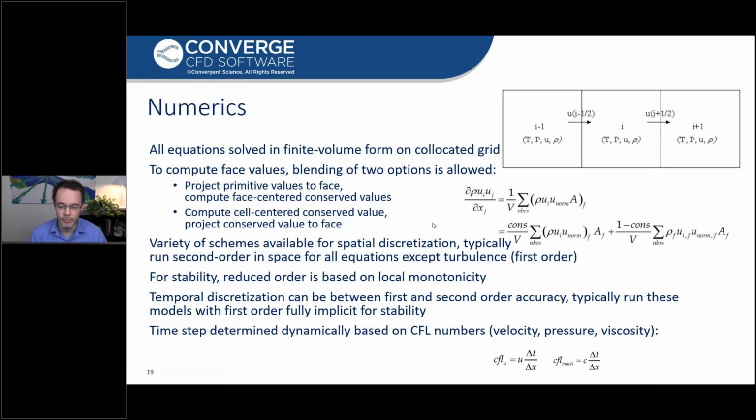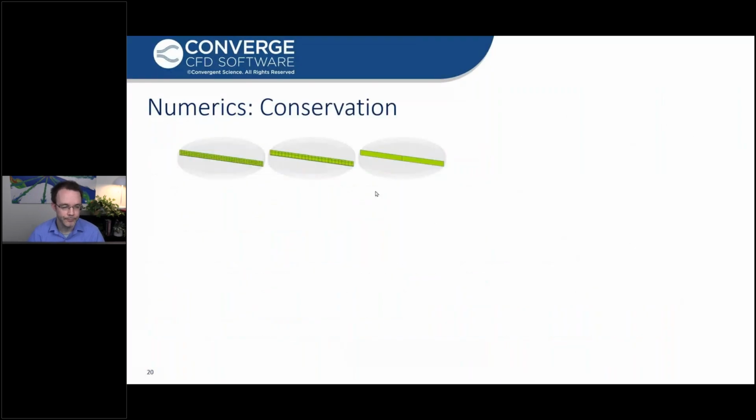Additionally, to allow simulation stability and speed to be controlled by the user, the time step can be determined dynamically based on the local CFL number, which is really important for modeling the positive displacement compressors, because depending where you are in the cycle, you may have very high velocities, like around the point of the discharge, or you might have very low velocities, like during the points of compression. So having that dynamic time step really gives you an efficient and robust solution to the time stepping.